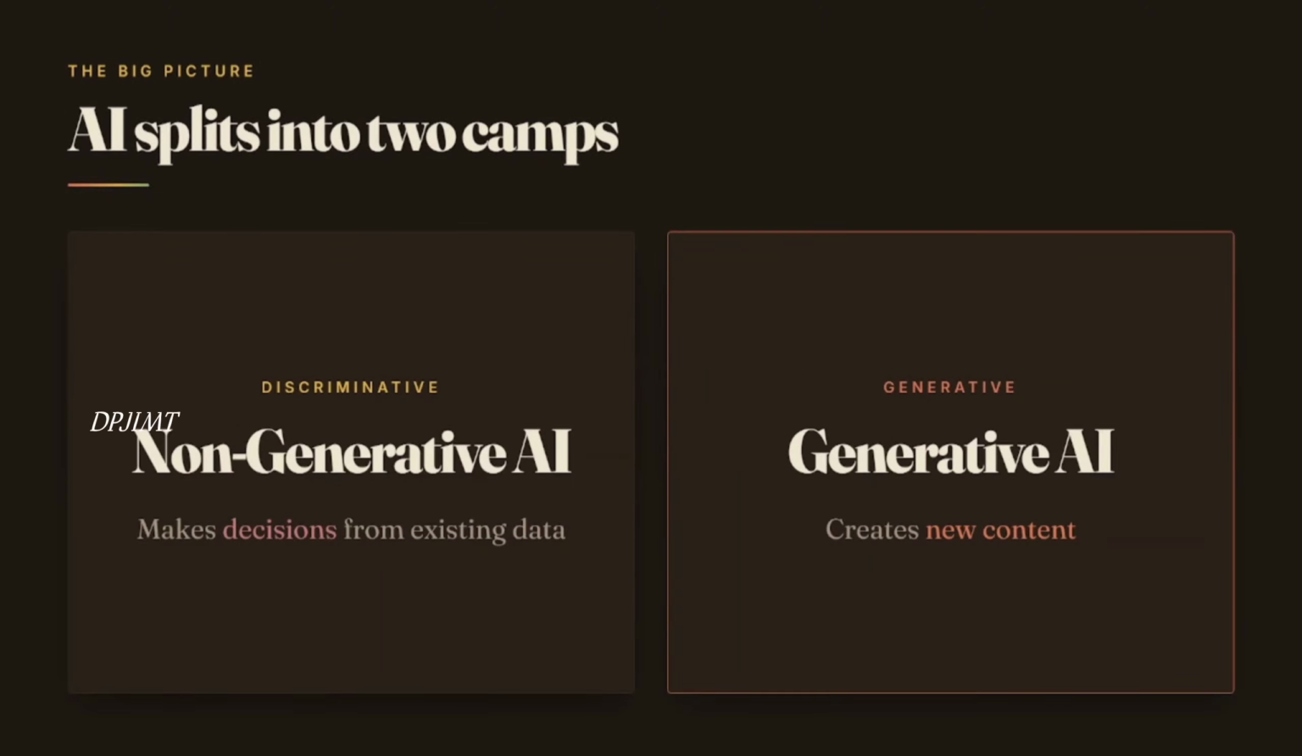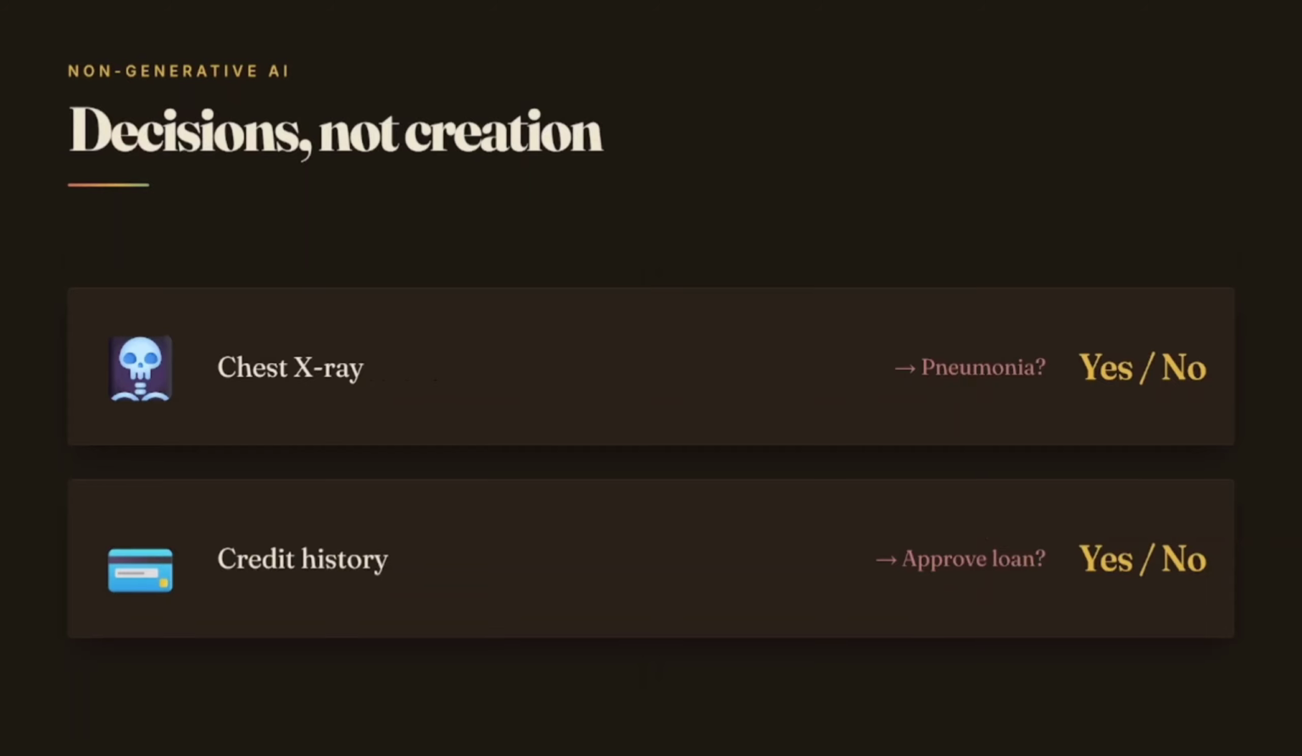So here AI splits into two camps. One is non-generative AI and the second is generative AI. Non-generative AI deals with decision-making problems. Let's say you have a chest X-ray and you have to see if the patient has pneumonia or not, or you have a credit history and you are deciding whether they should get a loan or not. In these problems, you're not creating anything new. You have data and you're making a decision based on it.